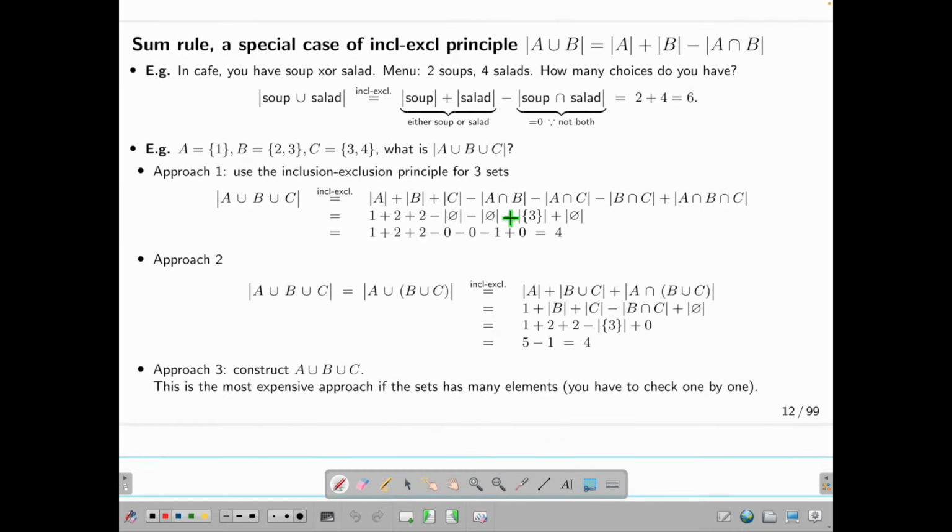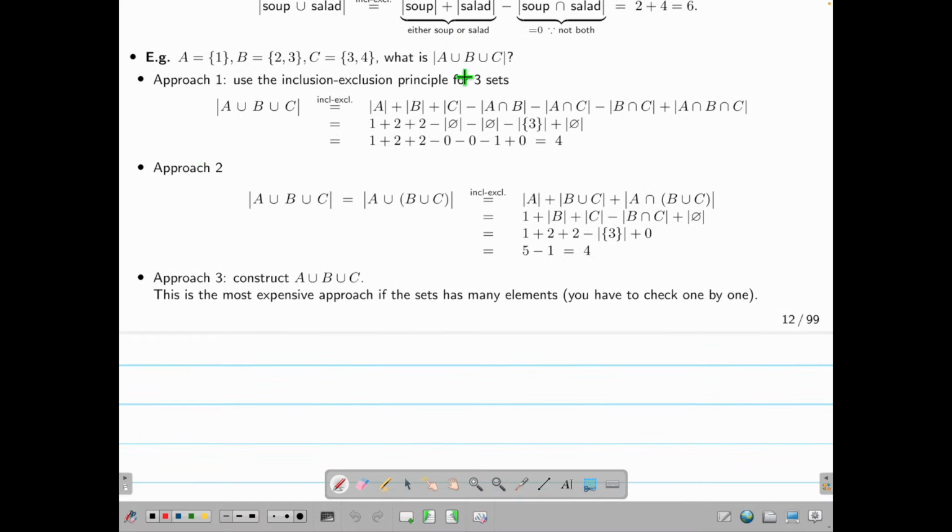And then in the beginning, I talked about this, right? This is called the inclusion-exclusion principle. And if we only have two sets, this has a fancy name called the sum rule. Suppose you go to a restaurant, the menu has 2 soups and 4 salads, so you calculate this, and you have 6 choices. And this is easy. What about this one? Well, this one is 3 sets. A is a singleton, B is 2, 3, C is 3, 4. How many possible elements are in A or B or C? There are 4. How do you solve this?